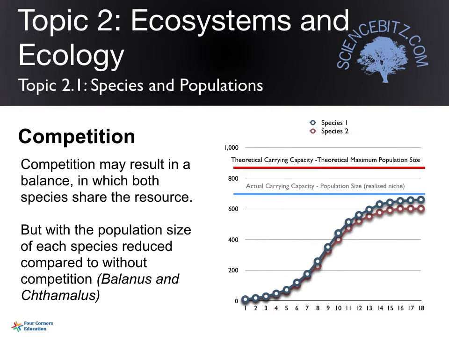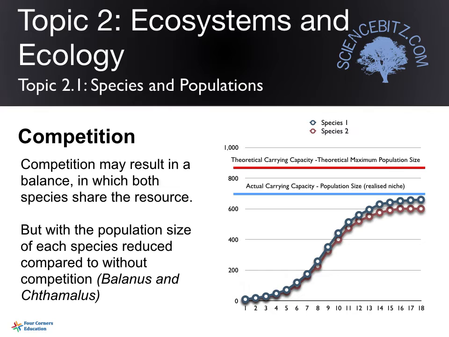The red line is the theoretical carrying capacity, or the maximum population size without any competition. So if there wasn't any competition between the two species, they would have a bigger population size. But because they're competing with each other, their population size is smaller. The carrying capacity that they have access to is smaller. Therefore, their realized niche is smaller. There's competition between them. This tends to happen in terms of populations separating out.